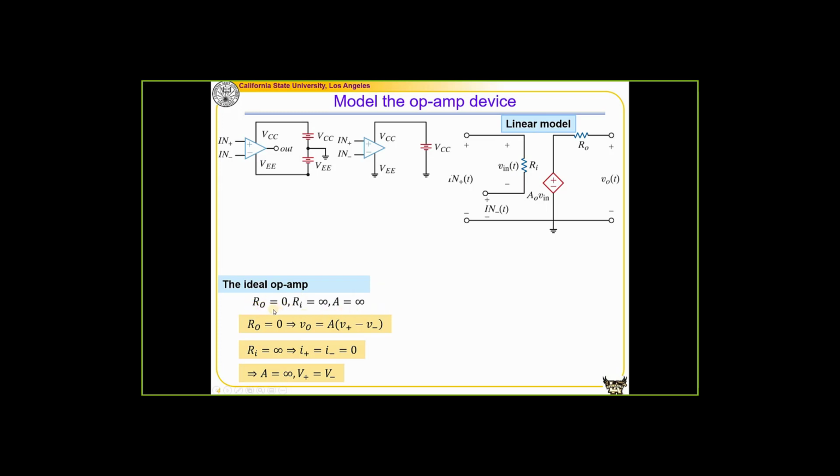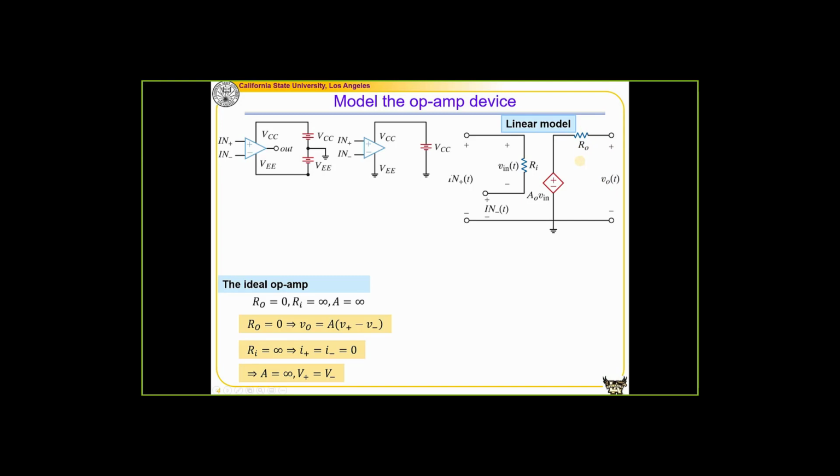The first assumption is RO is equal to 0. Because this opamp is going to amplify signals in a typical setup. And if RO is too big, it means that if we apply another load here, this RO will consume a lot of electricity, right? That's not something that we want. We want all the electricity to be used on the external load. So this is why we want RO to be very small.